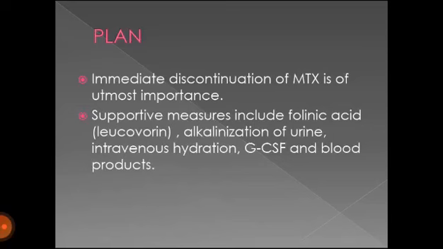Plan. We should immediately discontinue the use of methotrexate, and for supportive measures, we should give him folinic acid. We should give him urine alkalization, which is a treatment given to increase urine output. We should give him IV hydration, which is a sterile solution of NaCl in water. And we should give him G-CSF, which is granulocyte colony stimulating factor. These are factors which increase the WBC count in the body. And we should give him drug products.